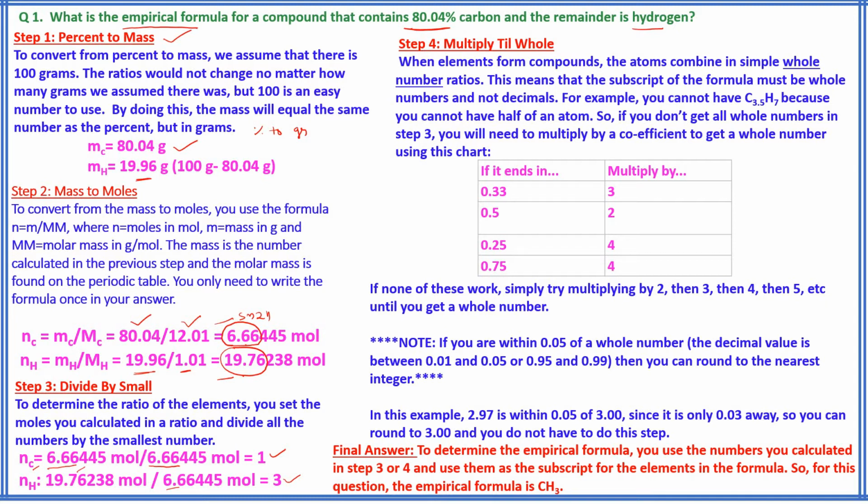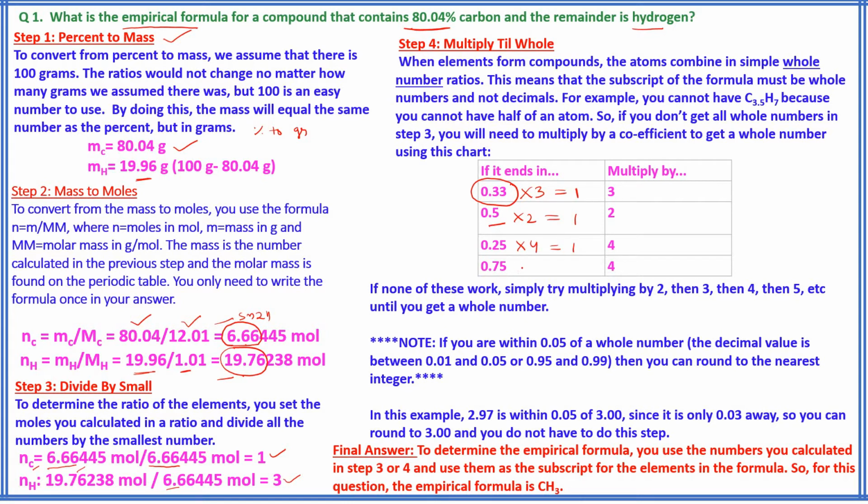For some cases, what happens if we get 0.33? What to do? Shall we take 0.33 as the number of hydrogens? No. In that case, you multiply this one with 3, and we get 1. If you get 0.5, multiply this one with 2, we get 1. If we have 0.25, multiply this one with 4, we get 1 like this.